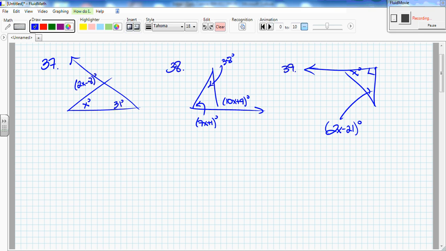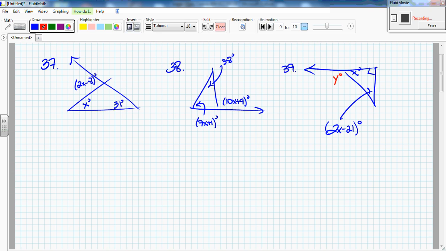Okay, to solve 37, 38, and 39, it says to find the measure of the exterior angle shown. We're going to start with 39 because it's a little bit different than 37 and 38. For 39, they want us to find the measure of the exterior angle, and it's not actually marked. So I'm going to mark it with y degrees. Now you can use any variable but x. X has already been used.